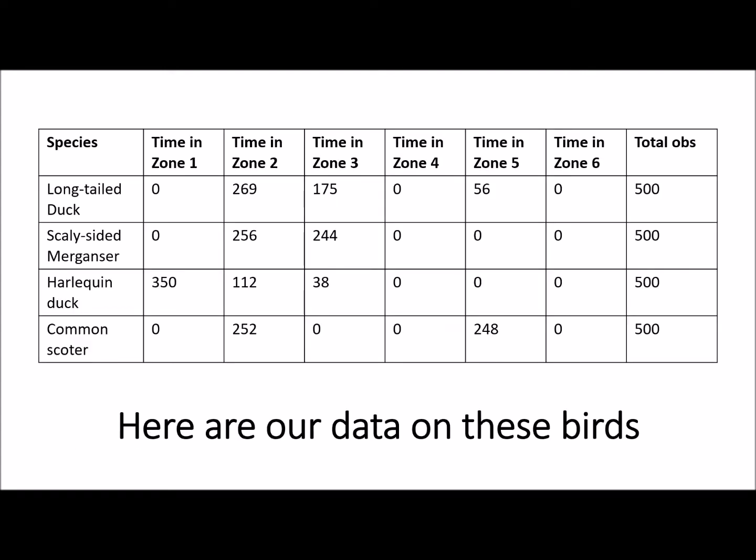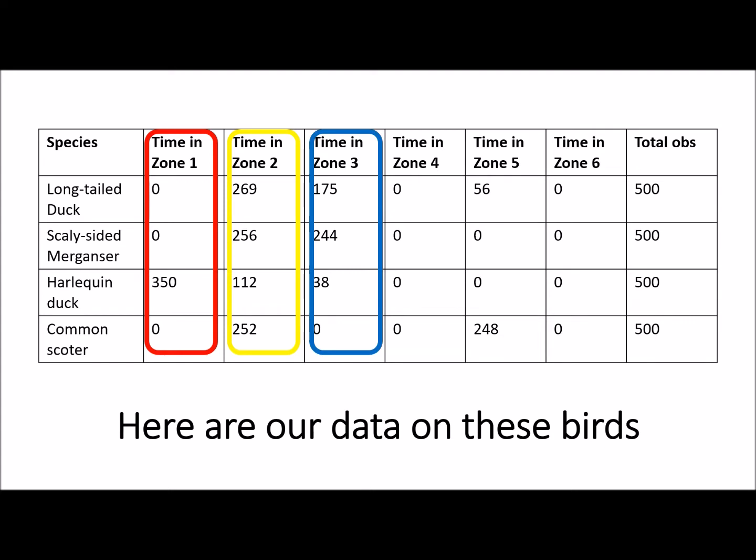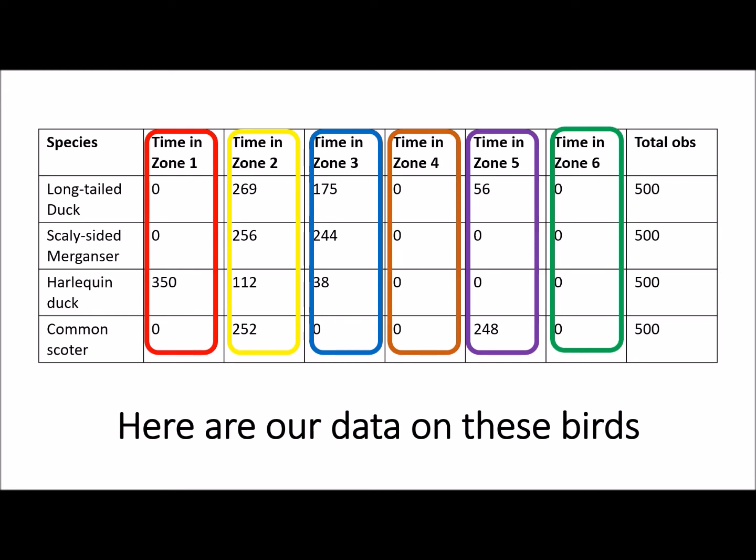These data here are what we have seen the birds doing in that particular exhibit. So we have our 4 species of long-tailed duck, scaly-sided merganser, harlequin duck and common scoter. And I hope you can see that in each zone we have an observed frequency of occupancy. Simply, how much time has each animal spent within that particular zone? So our FO, our observed frequencies, are simply where did you see the animal? What data did you collect on zone occupancy?